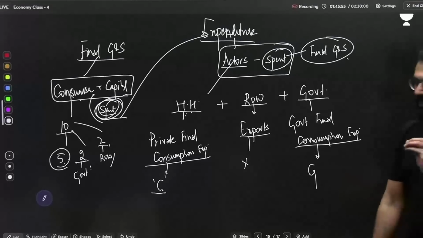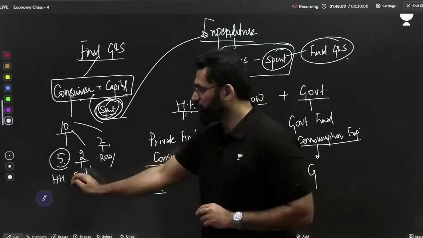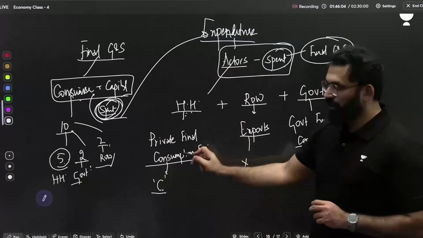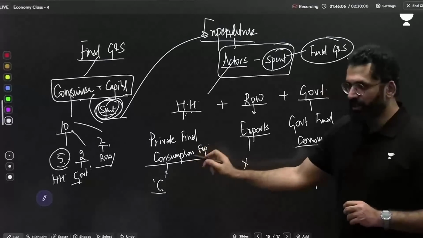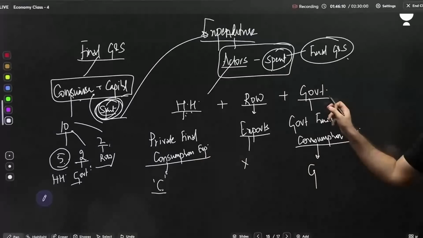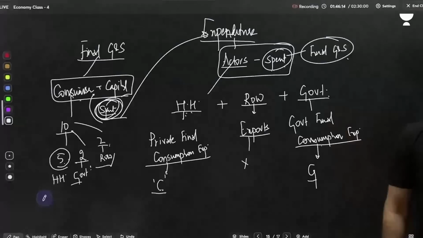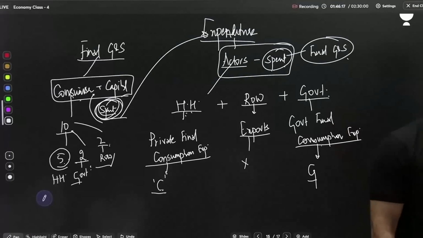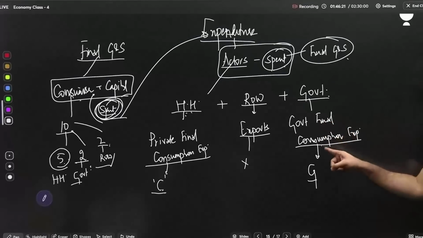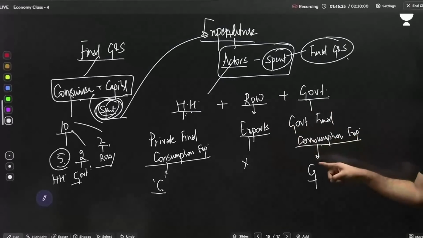So my economy created 10 consumer goods, 5 were bought by household, 2 by government and 2 by the rest of the world. What household has spent is called private final consumption expenditure. What the rest of the world has bought is exports, and what the government has spent on consumer goods is called government final consumption. Are these 3 terms clear? I've just expanded the technical names. Government final consumption, private final consumption. What they are doing for consumption.